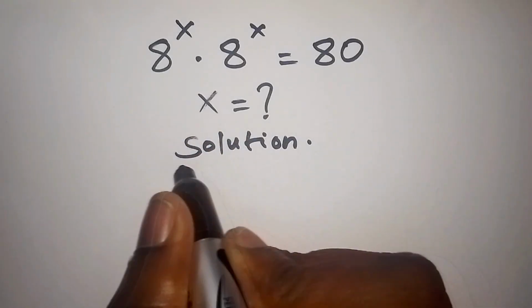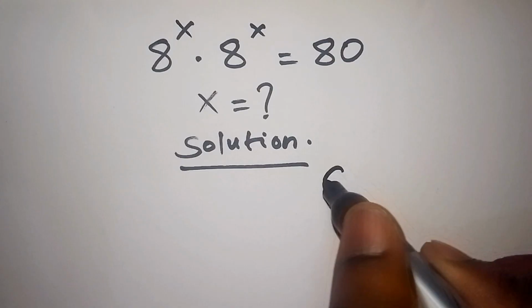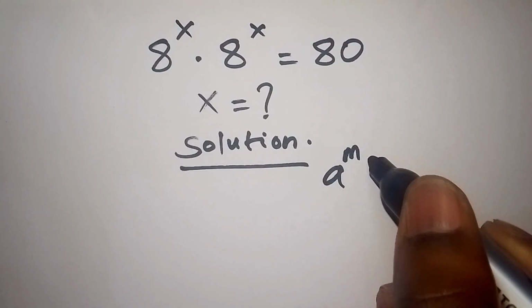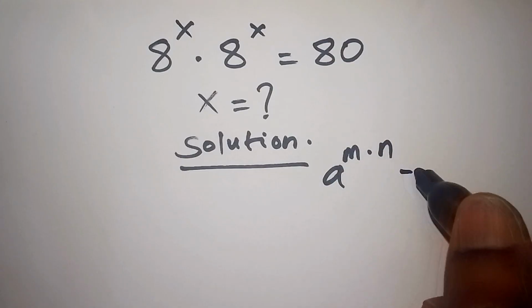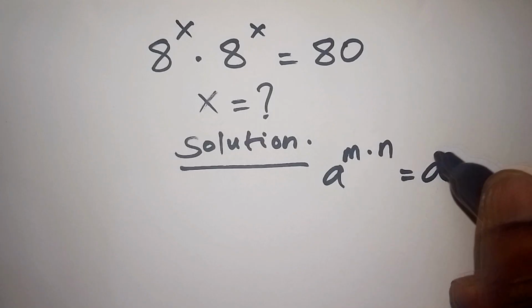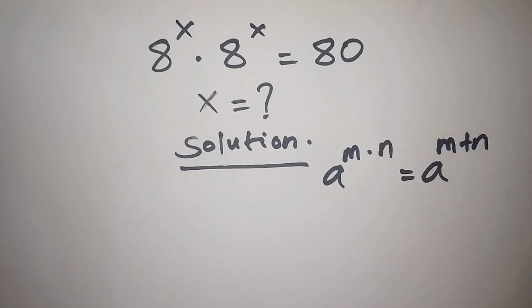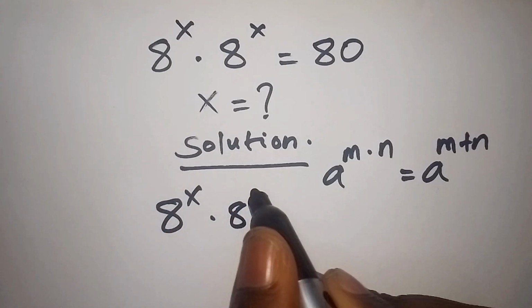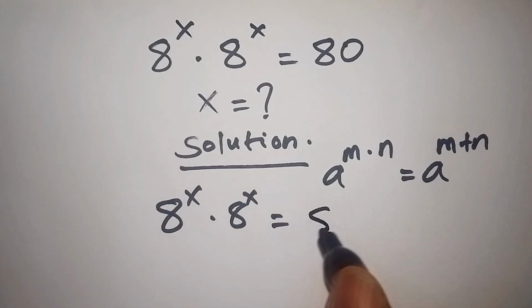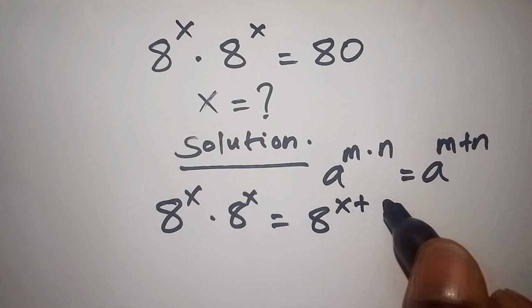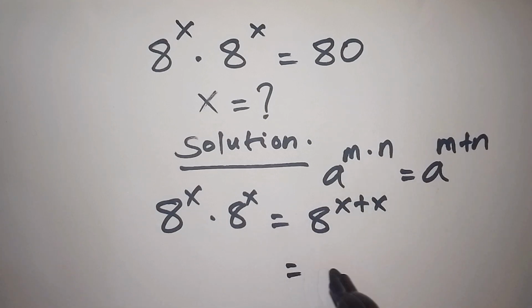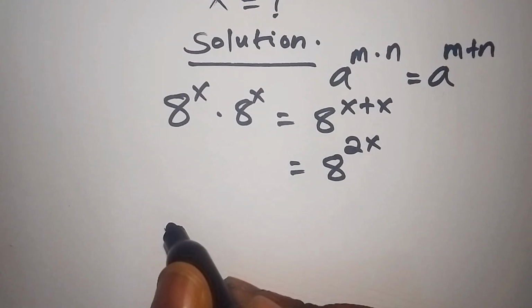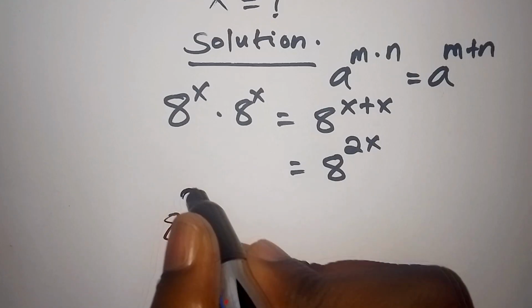So on the solution side, assuming that we have, for example, a to the power of m multiplied by a to the power of n, we can work it out as a to the power of m plus n. Similarly, when you have 8 to the power of x multiplied by 8 to the power of x, this can be worked out as 8 to the power of x plus x. So the result shall be 8 to the power of 2x.